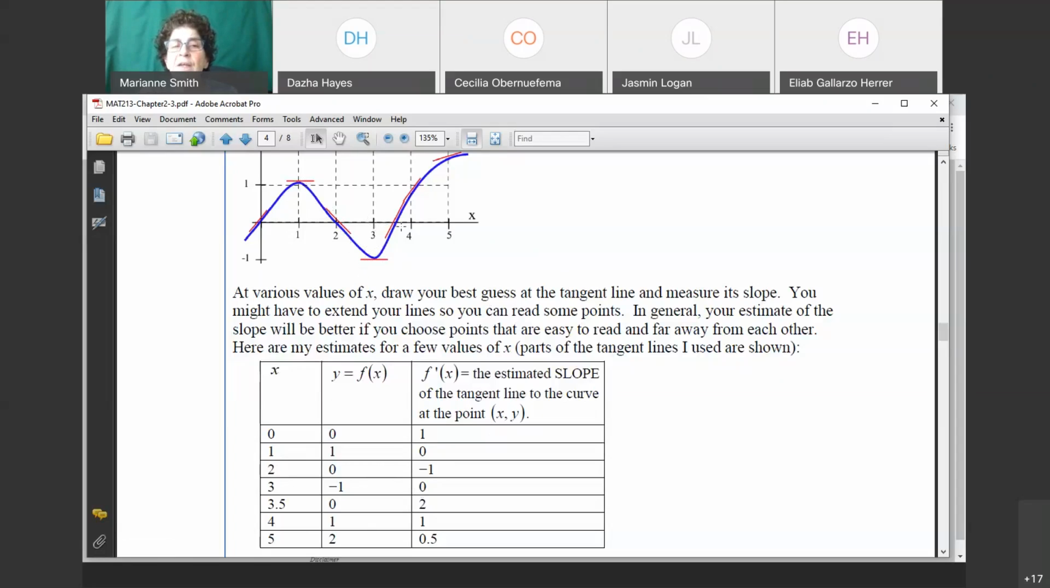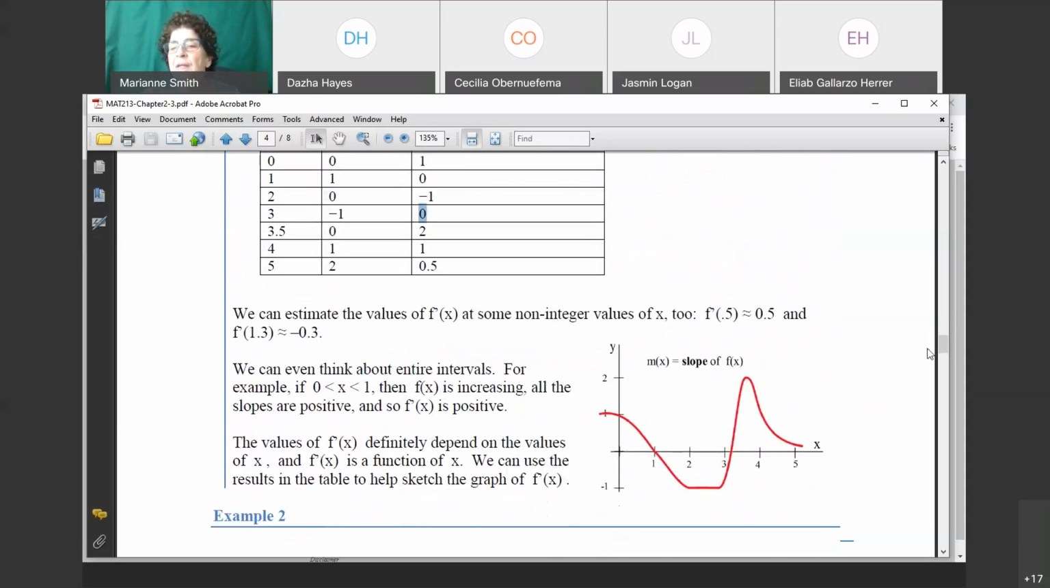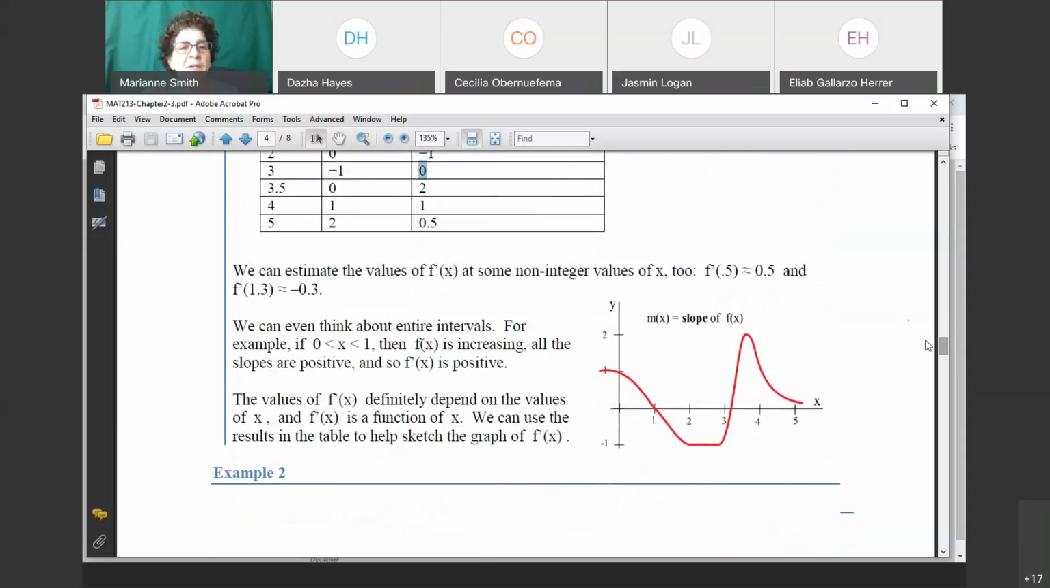Notice every time the graph turns around and you have a mountaintop or a valley, your tangent line slope is 0. That's going to be very important later on. It's going to help you find these high and low spots, which in a model might correspond to a minimum cost or a maximum profit, which might be useful to know. Everybody understand the idea of the table? Then they graph these same x values with these y values, and that's how they get this graph.